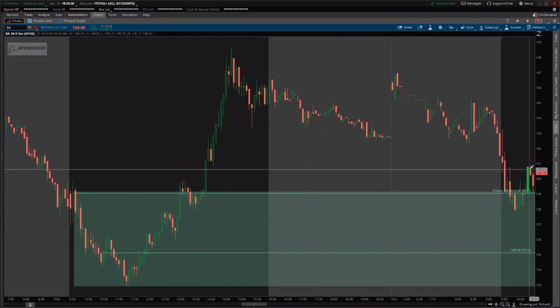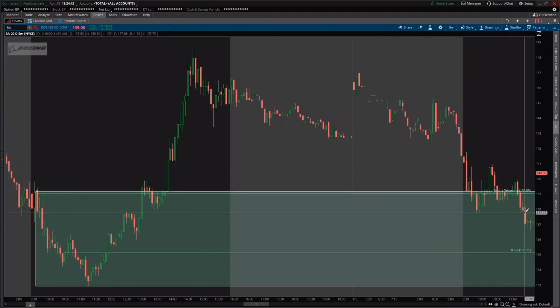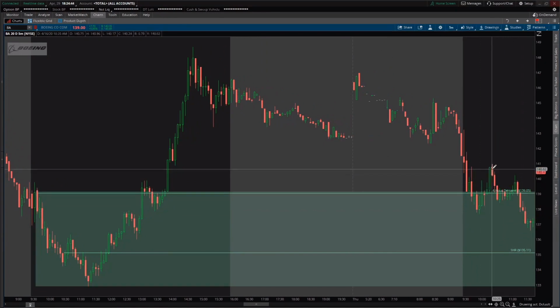So if we didn't sell it up here, watch what happens. Price keeps coming down, and then we broke that low. We would have got stopped out. Yeah, it provided us a nice 3 point move to the upside.